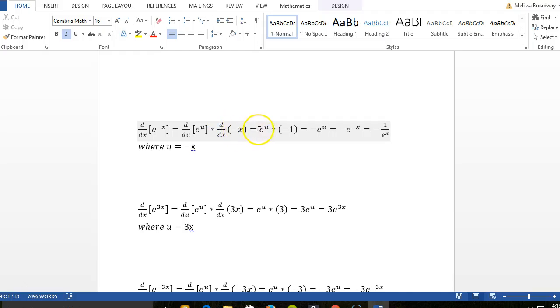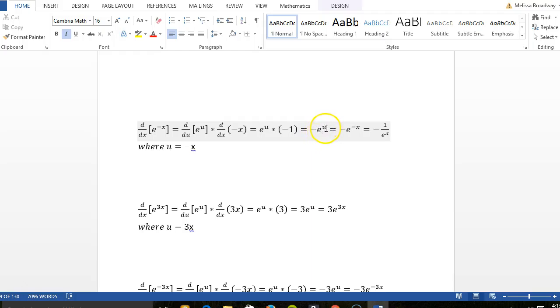Now, d by du is e to the u. Now, d by dx of negative x is negative 1. But now, e to the u times negative 1, that's just negative e to the u, the negative of e to the u. Notice that negative is not being raised to the u power. That's negative 1. That's understood to be negative 1 times e to the u.